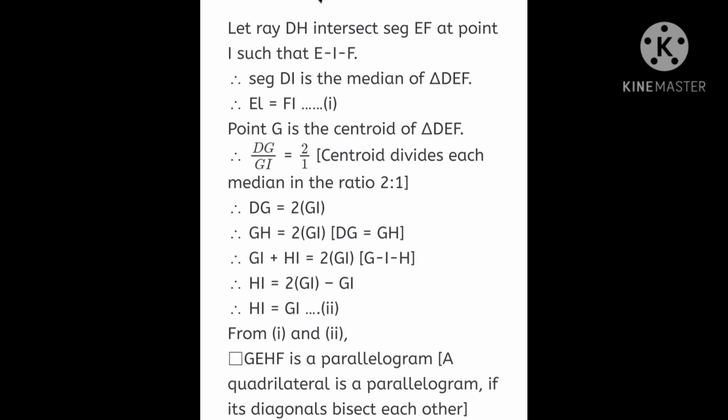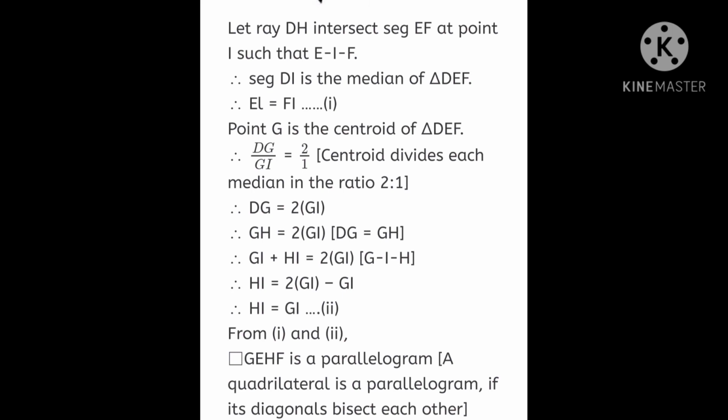Now GI plus HI, if you add GI and HI, then you get 2GI because G, I, H are collinear points. So therefore HI is equal to 2GI minus GI. 2GI minus GI, you get HI is equal to GI. So therefore from 1 and 3, quadrilateral GEHF is a parallelogram as diagonals of this quadrilateral bisect each other.